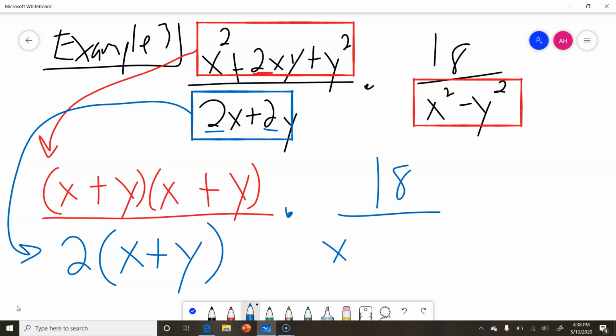What is this right here? Well, that's a difference of squares, right? There's a difference, and we can take the square root. So we get x plus y, x minus y.